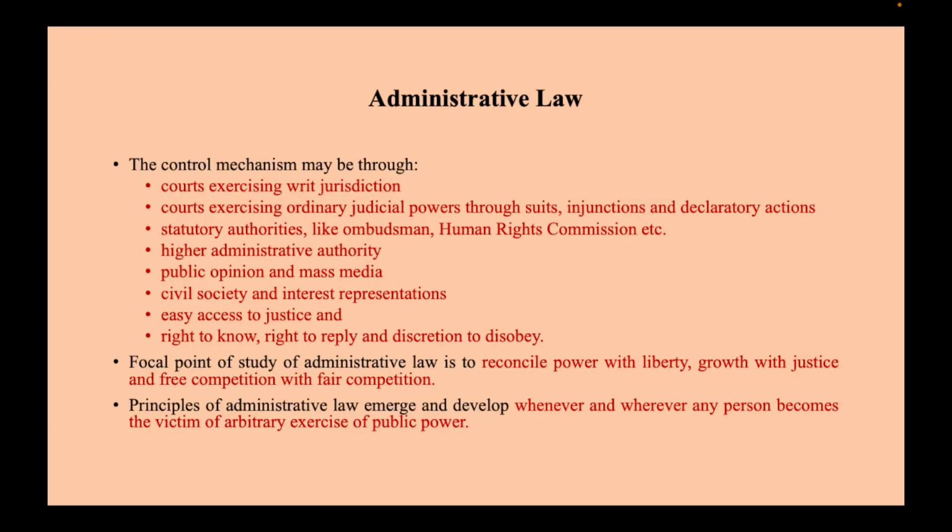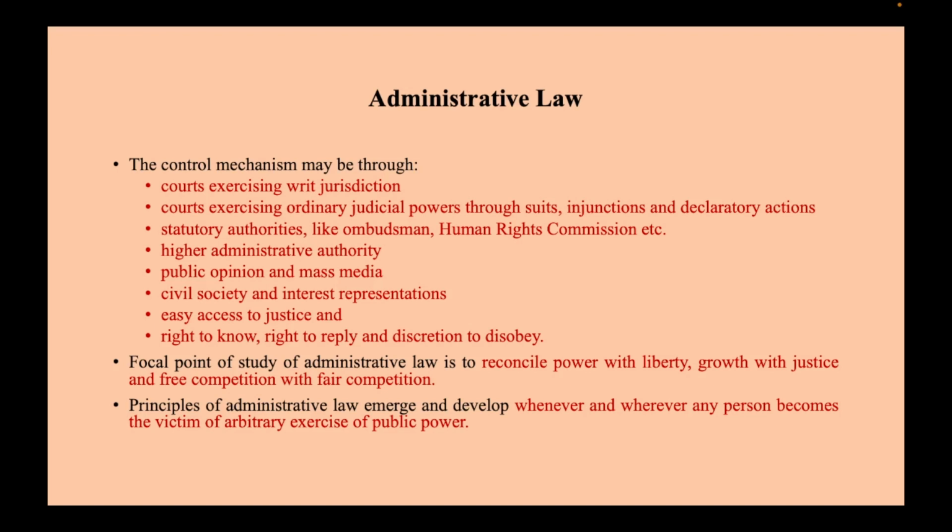These include the judicial control exercised by courts over administrative action through writ jurisdiction and through suits filed by the affected parties against the government. Grievance redressal machinery, which include the Ombudsman and Human Rights Commission, etc., are also entrusted with the responsibility of checking abuse of power by administrative authorities.